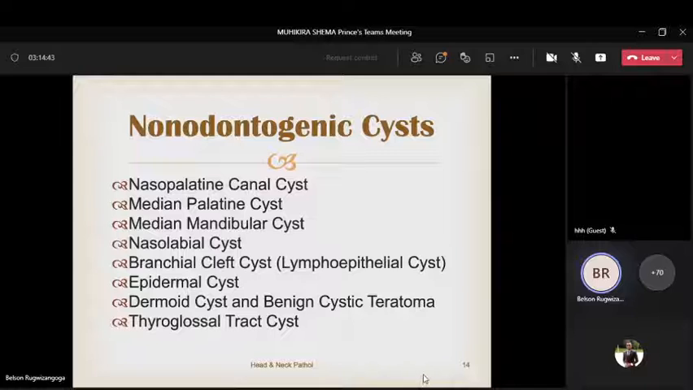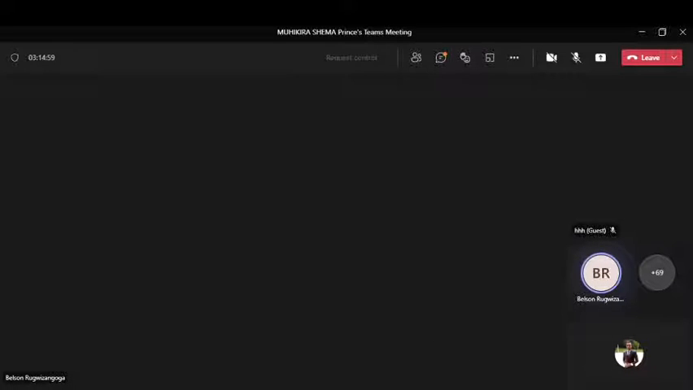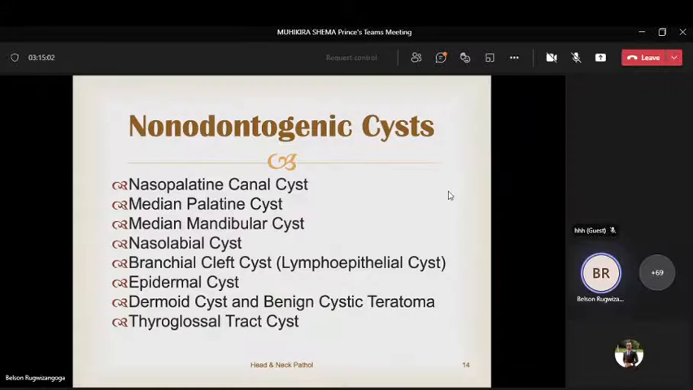So non-odontogenic cysts. Now, these are cysts which are not related to teeth development. This is because most of the cysts around the mandible and the maxilla are due to abnormal development of teeth. So we find people who have fewer teeth, meaning that there are impacted teeth which have not erupted. They are prone to develop some cysts. So what is listed here are cysts which have nothing to do with teeth.